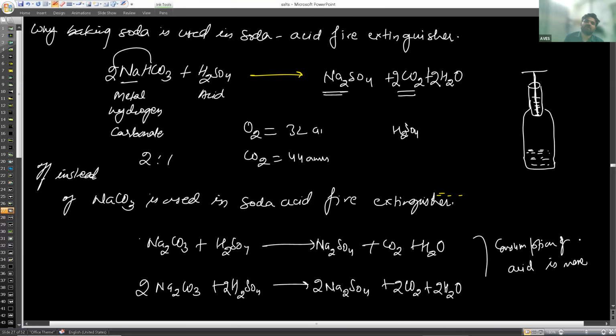Note it down. Why is baking soda used in soda acid fire extinguisher? Note up to here. This carbon dioxide gas is produced, which extinguishes the fire. Don't write this one.